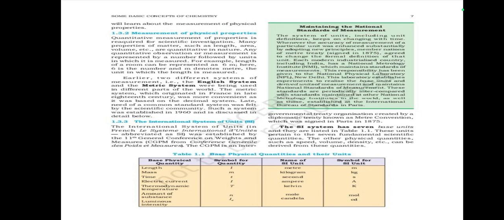Table 1.1, base physical quantities and their units. Base physical quantity: length, mass, time, electric current, thermodynamic temperature, amount of substance, and luminous intensity. The name of SI unit: meter, kilogram, second, ampere, Kelvin, mole, and candela.